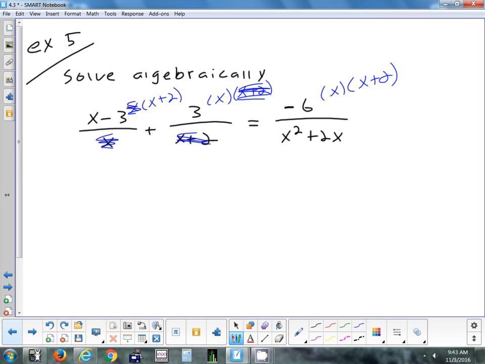Can you be more specific? You cancel the x and the x plus 2. X squared. Yeah, I know what you mean. Yep. So everything cancels out.